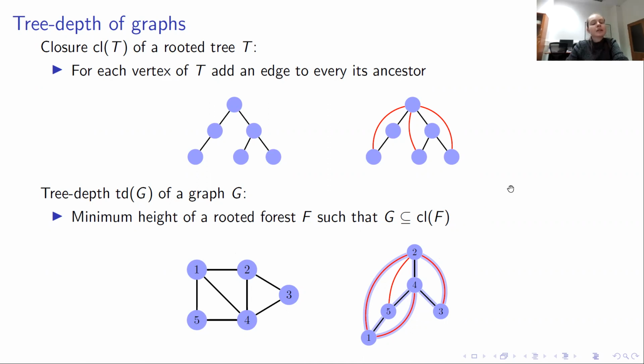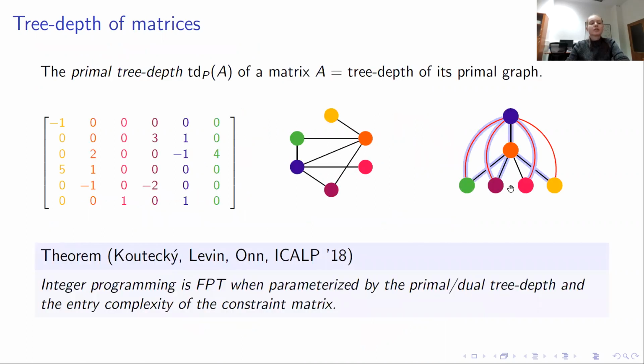So this is tree depth of graphs, and then I can easily extend this notion to matrices, because I will define the primal tree depth of a matrix to be the tree depth of its primal graph, and in an analogous way, the dual tree depth and the incidence tree depth would be the tree depth of the corresponding graphs.